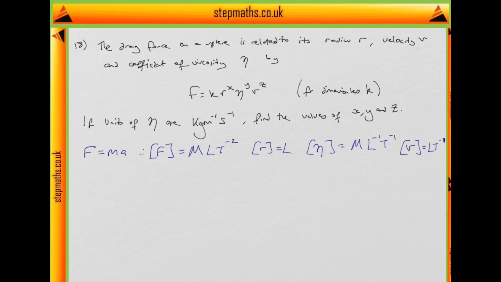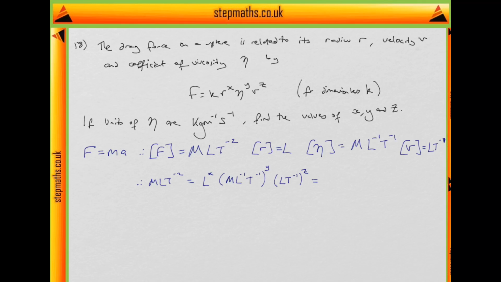Okay, so we sub that in. So the dimensions of F must be equal to the dimensions of k, r to the x, the viscosity to the y, v to the z. And therefore M L T to the minus 2, the dimensions of force, is equal to k, which we ignore because it doesn't have dimensions. So we have r to the x, so that's L to the x, times the coefficient of viscosity to the y, so that's M L to the minus 1 T to the minus 1, all to the y, times velocity to the z, so that's L T to the minus 1, all to the z.